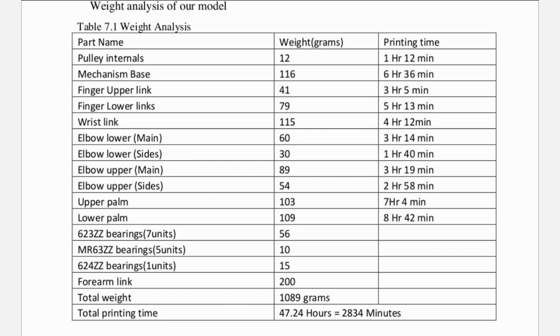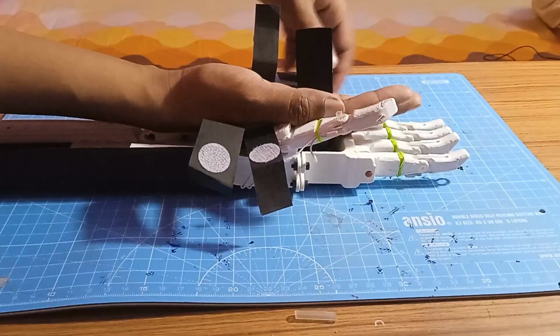For results, we calculated the theoretical weight of our design, which came out to be 1,089 grams, which is significantly lighter than an average motor-driven, battery-powered prosthetic arm.